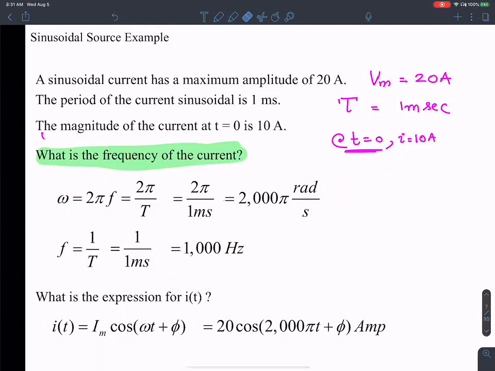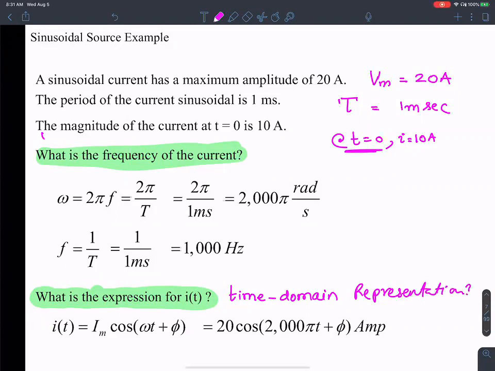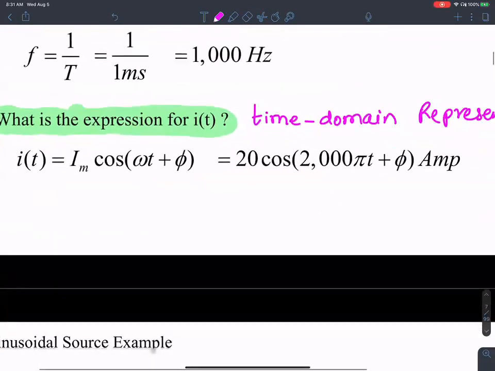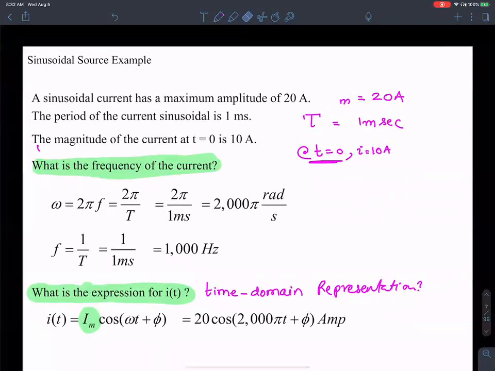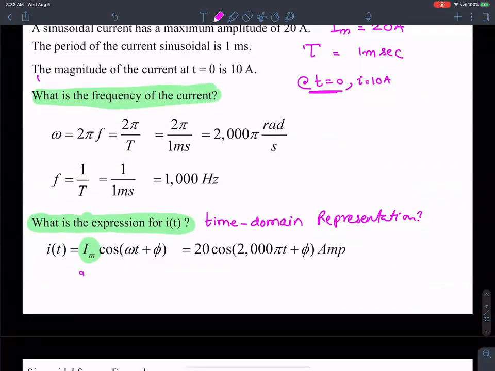The second question is what we are after. How do you find the expression for i of t? What is the time domain representation? The time domain representation has a Vm, or rather an Im component. Excuse me, I should have written this as Im because this is current, the current maximum. Im is given to be 20 amperes. I just found omega to be 2000 pi. And t is the time, of course. And phi, I don't know phi.